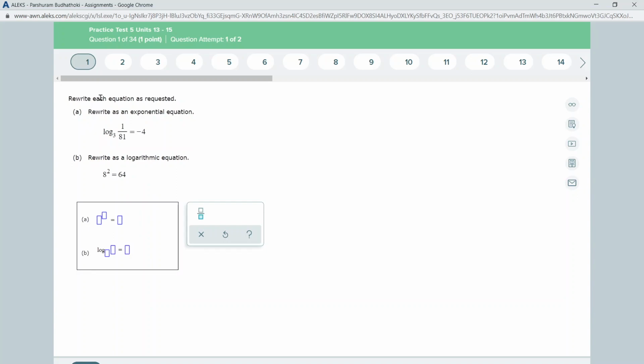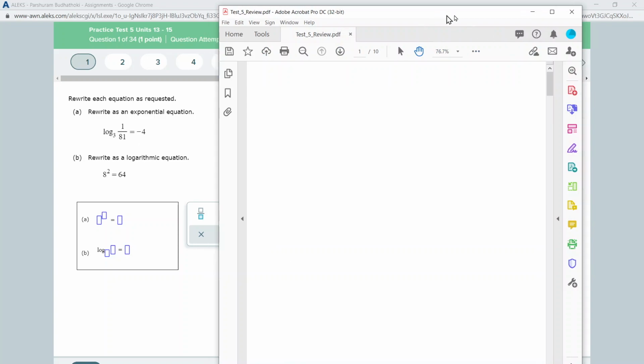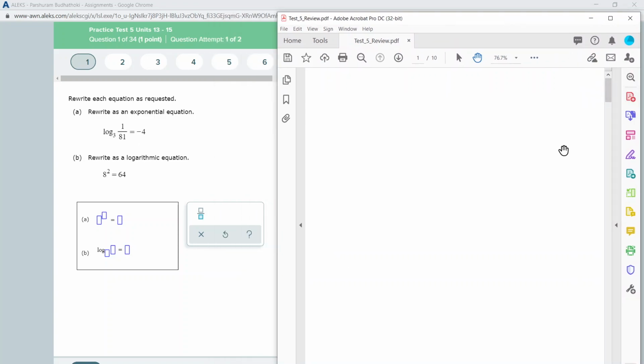Rewrite each equation as requested. Rewrite as an exponential form. So you need to change this log form into exponential form. When you try to do this kind of problem, make sure that you know the equivalent formula. Log base b of x equal y is equivalent to x equal b to the power y. You need to find out what b, x, and y are, and you can go from one format to another and vice versa.